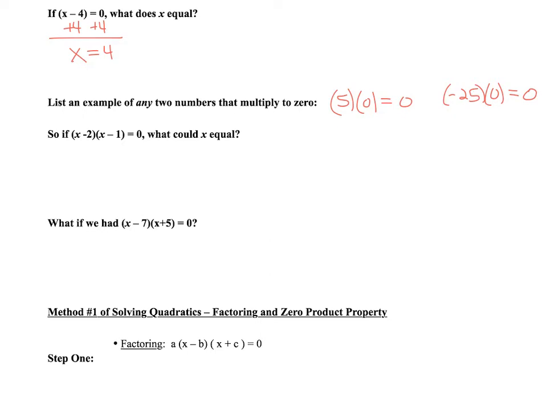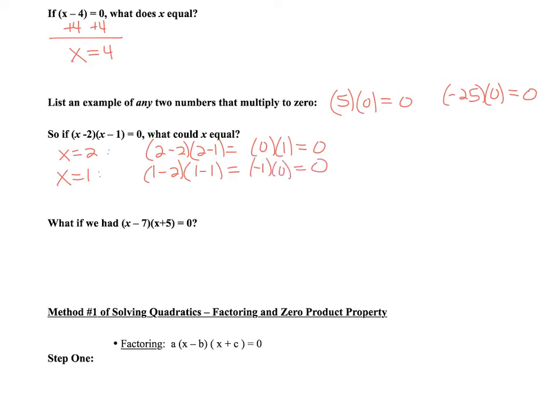So using that idea, if x minus 2 times the quantity x minus 1 equals 0, what could x equal? Well, x could equal 2, because then we'd have 2 minus 2 times 2 minus 1, which would equal 0 times 1, which equals 0. Or x could equal 1, because then we'd have 1 minus 2 times 1 minus 1, which would be negative 1 times 0, or 0.